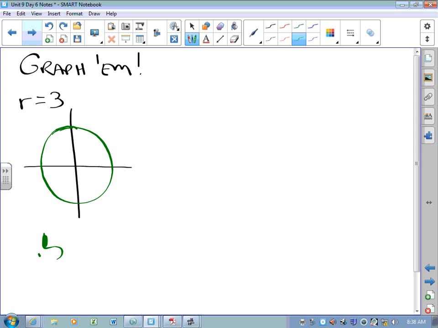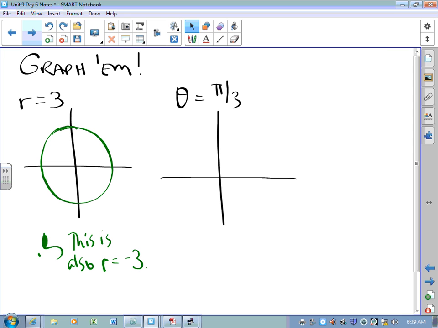As a side note, this is also r equals negative 3, just as a quick aside. Theta equals pi over 3. All the points that are at an angle of rotation of theta equals pi over 3. Well, that would be all of these points if r is positive, and all of these points if r is negative. So this is theta equals pi over 3.